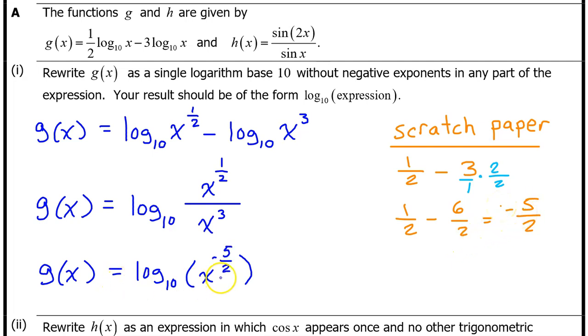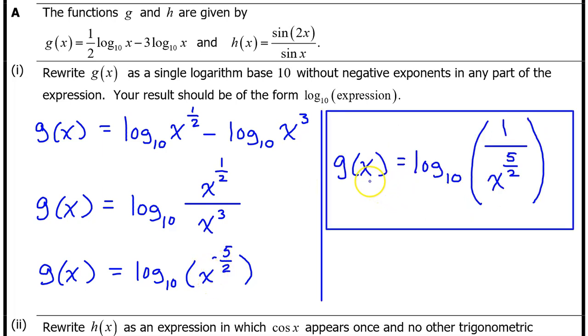So far we have this. However, we need to rewrite the expression without negative exponents. The negative 5/2 power will drop this part of the expression down to the denominator. So g of x equals the log base 10 of 1 over x to the 5/2 power.